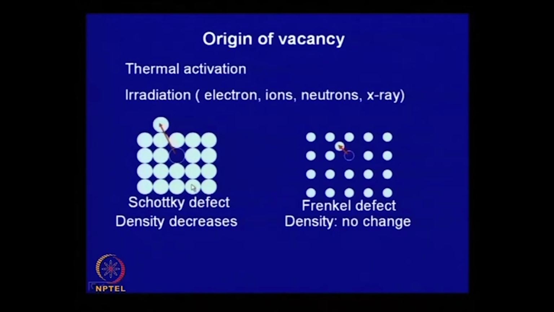There is another way a vacancy can be created. You can try and push an atom from its normal site to an interstitial site. This is called Frenkel defect. Here, the overall way it is formed, you find that there is no change in volume. Therefore, there is no change in density, but definitely there will be lattice distortion. But obviously, the interstitial sites are much smaller, so you need much higher energy to create this kind of defect.